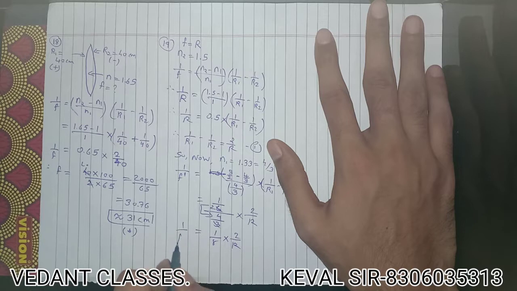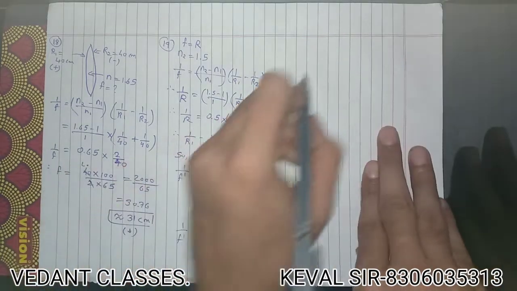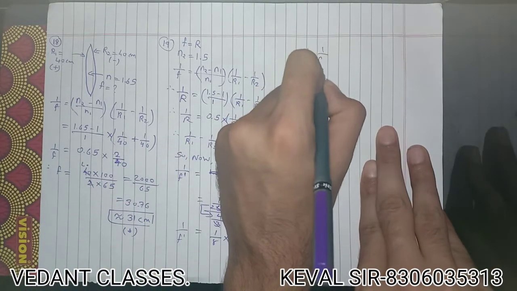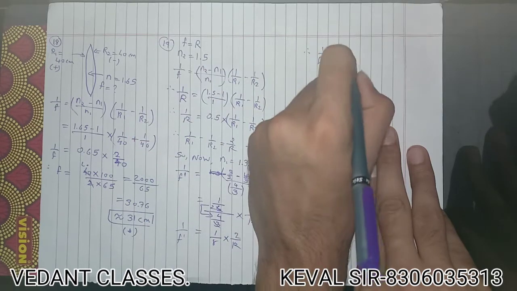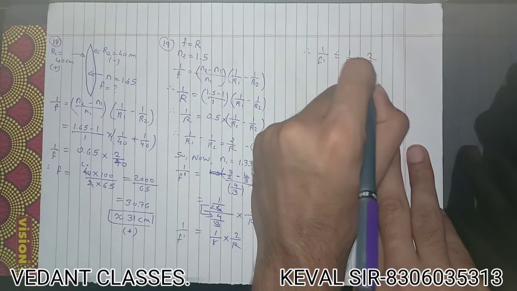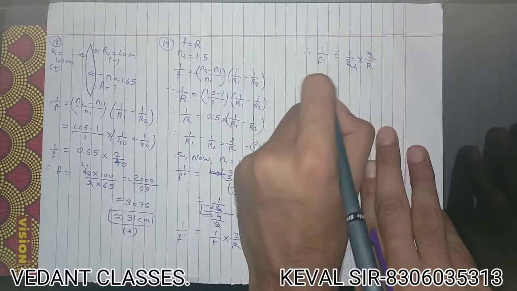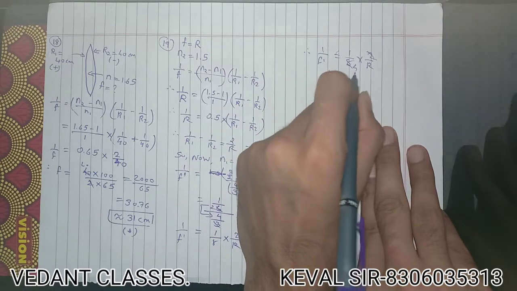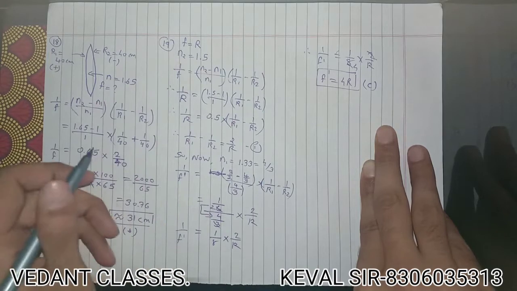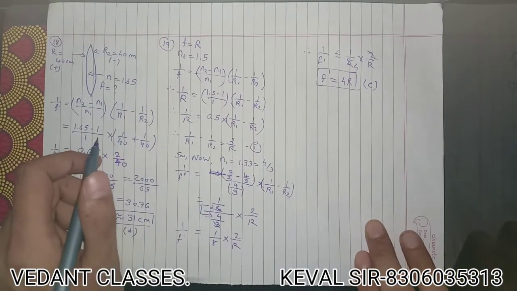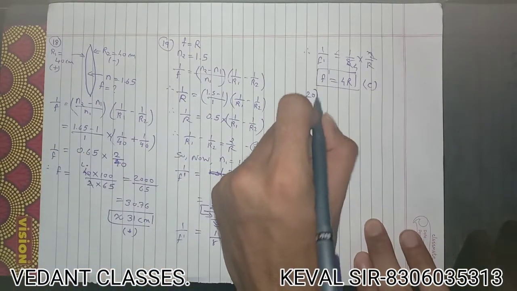Okay, so 1 by f dash. So therefore 1 by f dash is equal to 1 by 8 into 2 by r. So cancelling this, f dash will be equal to 4r. So option C is the correct answer in this. Okay, that's all for question number 19.